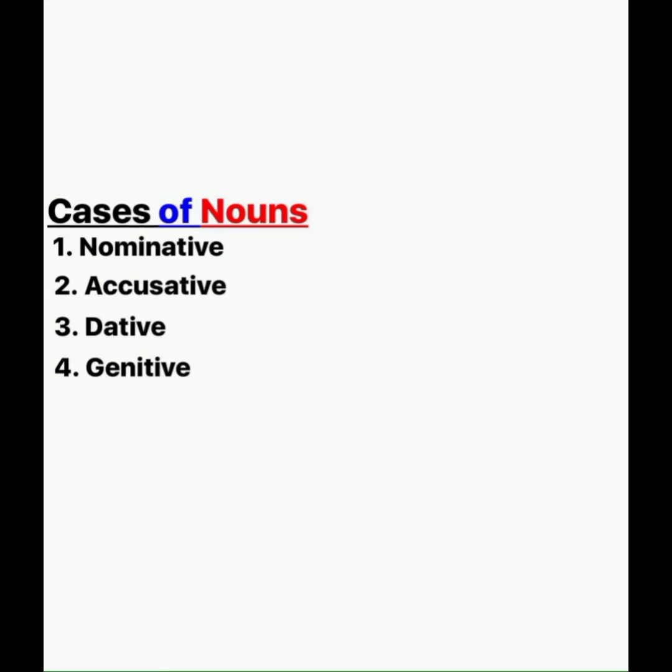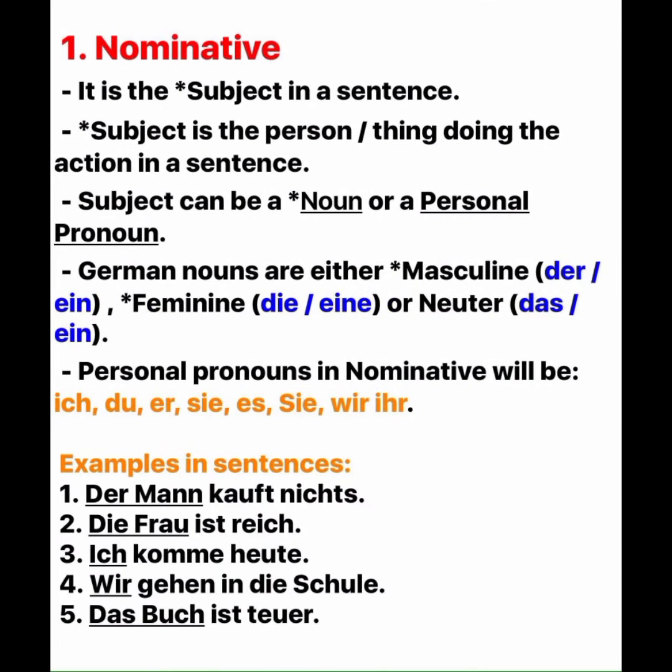Cases of nouns. We have four cases of nouns in German. There are only four: the nominative, the accusative, the dative, and also the genitive. I'm going to tackle each and every one of them in depth so that you understand what we mean by nominative, accusative, etc. Let's begin with the very first one, which is the nominative. Okay, here we go.